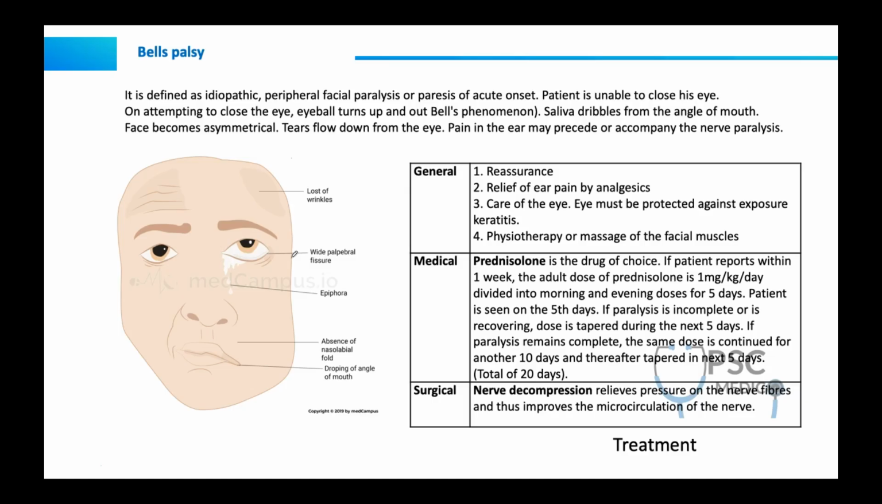If the patient reports within 1 week, in case of Bell's palsy, you can give prednisolone dosage both in the morning and evening for 5 days. Then you have to see the patient again after 5 days. If there is any residual disease at the 5th day of follow-up, where paralysis is incomplete, or the patient is recovering slowly, anyway when you give prednisolone dosages, you have to taper the dosages.